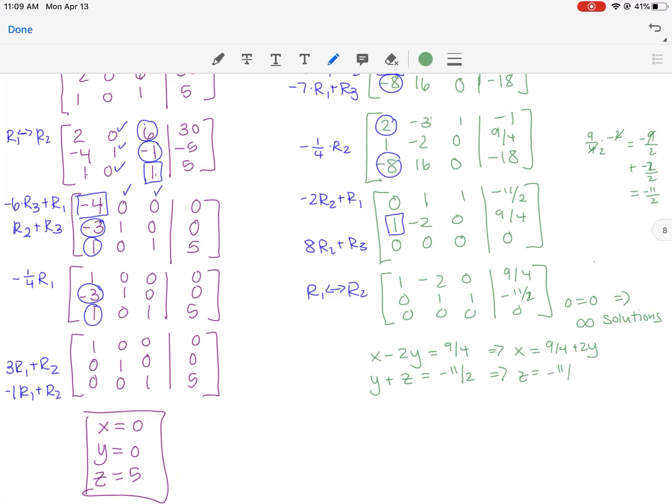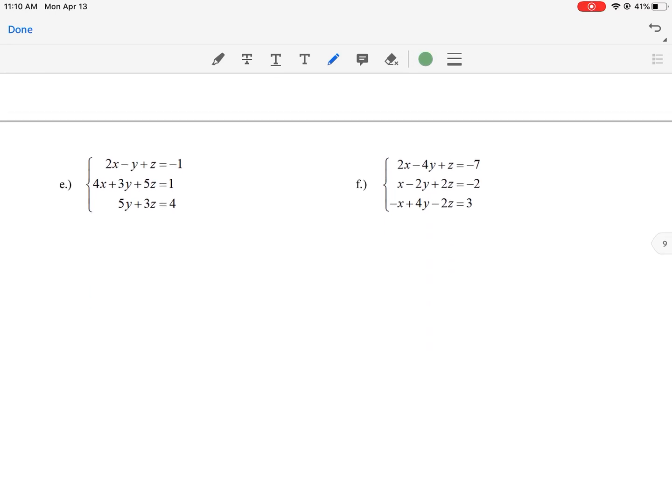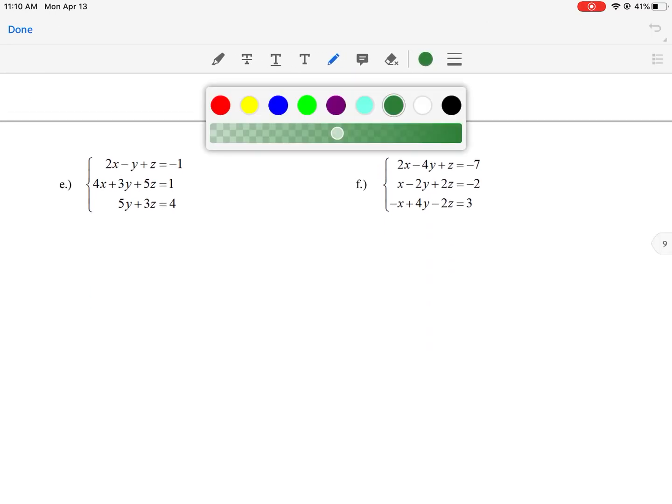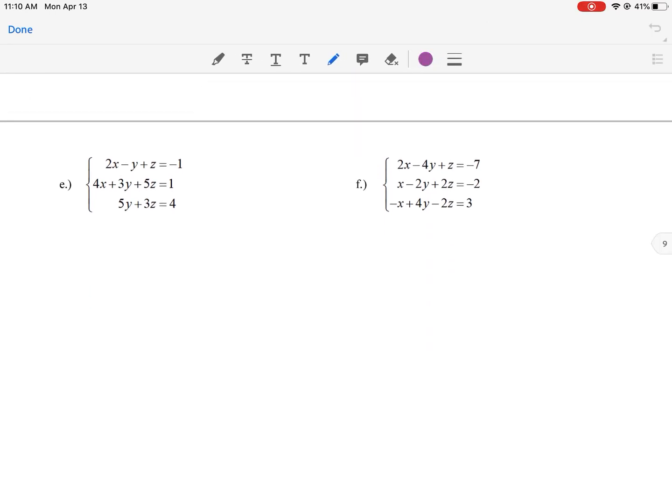Okay? So, and then you just have y as your other variable. Oh, sorry, I put that in terms of z. That should be the other way around. Let's make z equal in terms of y. z equals negative 11 halves minus y. And then you'd have y as just the other variable.